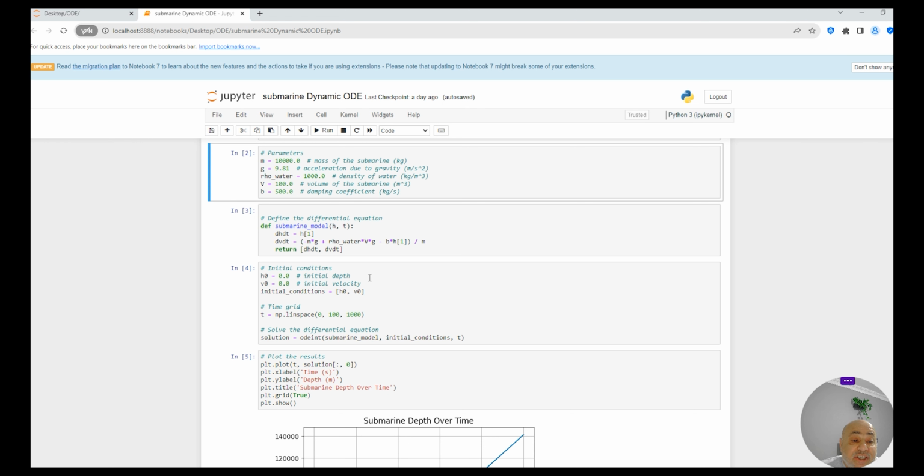Then I initialized the conditions, h equal to 0 and v equal to 0, and the initial conditions are both in this case a series of h0 and v0. Then I created the time array, and I used the function linspace to define the array. In this case I start from 0 and stop at 100, and I needed 1000 samples between 0 and 100.